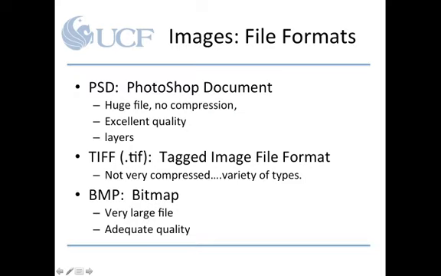Next is a TIFF file, or a tagged image file format. And these are not very compressed, but there are a variety of different types of these. These are really good for scanned images. And you'll see a lot of scanners actually save files as TIFF files. And lastly are bitmaps, which are very large files, and you may have seen these in the past. They're mediocre quality, but bitmaps are kind of going away now, and you'll see that many web browsers will not even open bitmaps anymore. So you do not want to use a .bmp file for your web publication.